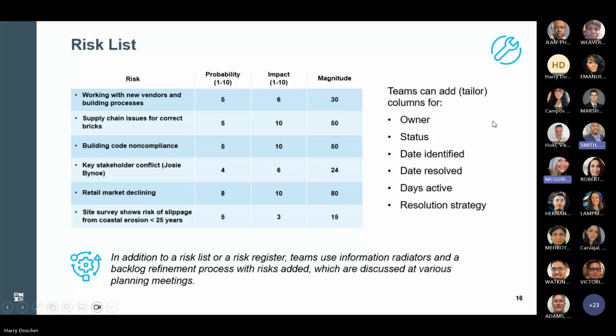Now, you can add columns to the risk list. These are all good suggestions. Who owns the risk? What is the status of the risk? It's good to understand when the risk was identified and when it was resolved.